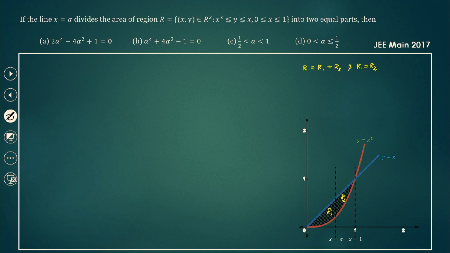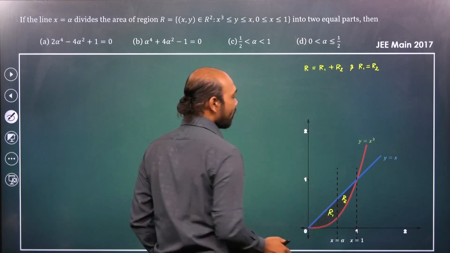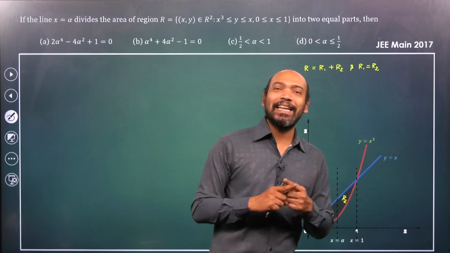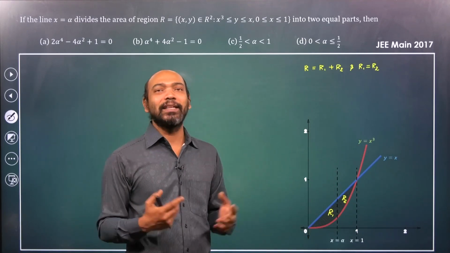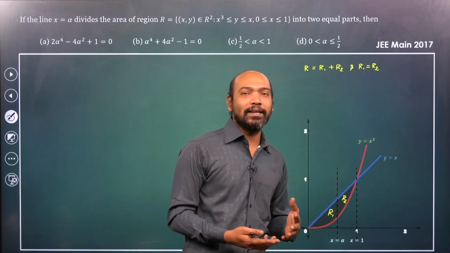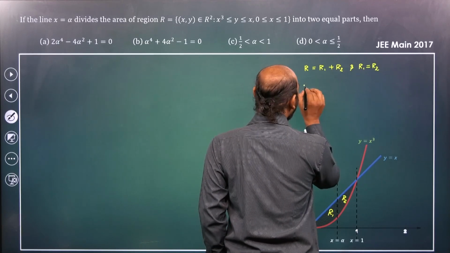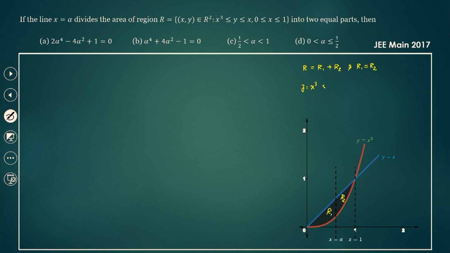Now obviously, for the point of intersection, you can easily visualize that y equal to x and y equal to x cube intersect each other at the x equal to 1 point. So nothing needs to be solved. You can substitute and easily understand where they intersect. So we just write that y equal to x cube and y equal to x intersect each other at x is equal to 1 and x is equal to 0.